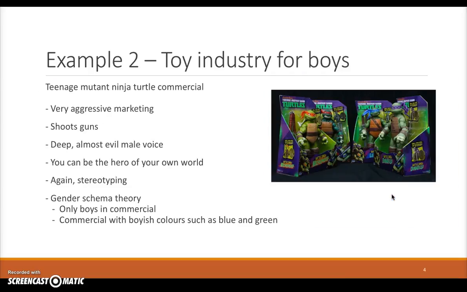And then there is the toy industry for boys, where we have chosen a Teenage Mutant Ninja Turtles commercial, which seems like very aggressive marketing, where they shoot guns and jump around and throw around nunchucks, and they're fighting all the time. And it's narrated by a deep, almost evil male voice that persuades the child to be the hero of your own world with these toys, which again is sort of stereotyping that men are fighters and men want to kill. And in the same way as in the toy industry for girls example, the gender schema theory can be applied, whereas there are only boys in this commercial, as well as there are boyish colors such as blue and green.